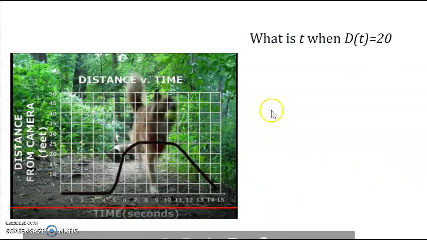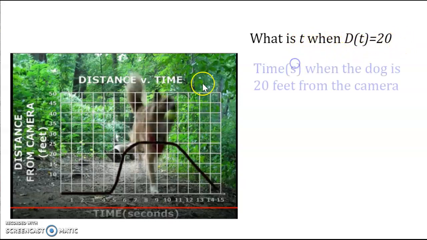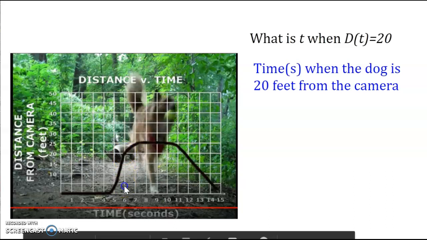The next card was asking, what is the t when D of t is 20? What is this really asking? It's asking for the time when the dog is 20 feet from the camera. When the dog was 20 feet away from the camera, that's right here. You look for the graph, and how long since the start of the filming? It's at 6 seconds. So we can say time was at 6 seconds.